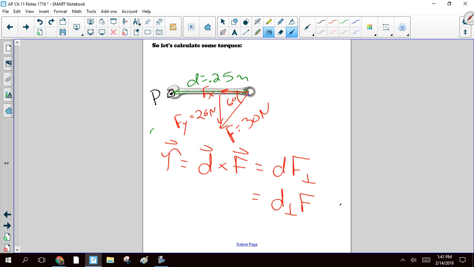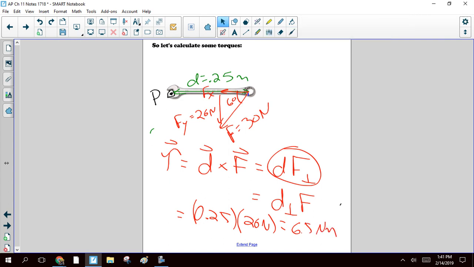And so doing this gives us, well, we're using this one. Our distance is 0.25, our perpendicular force is the 26 newtons. Multiply that out and get about 6.5 newton meters. All right, so that is that.